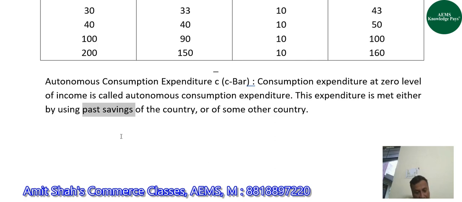So this is different from autonomous investment expenditure. Very right. It is different. Autonomous investment expenditure has nothing to do with consumption expenditure. Why? Because that is done by government irrespective of income or return out of that investment. Am I clear? Yes.